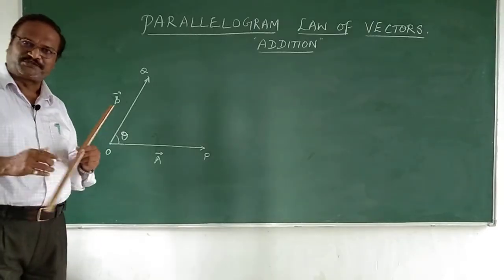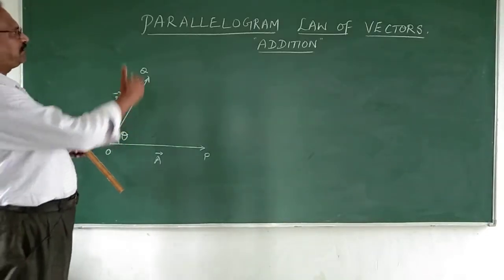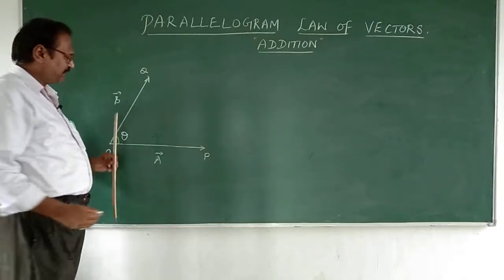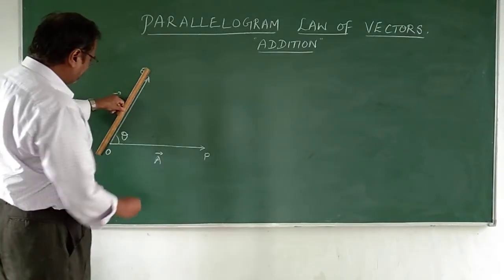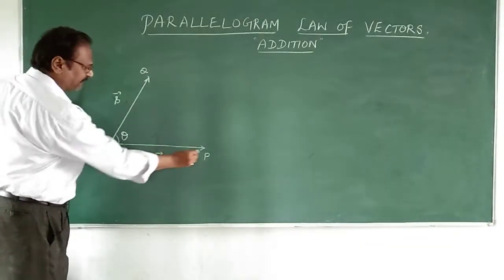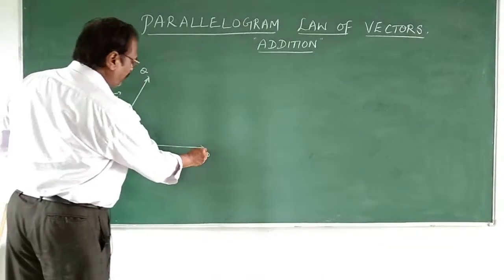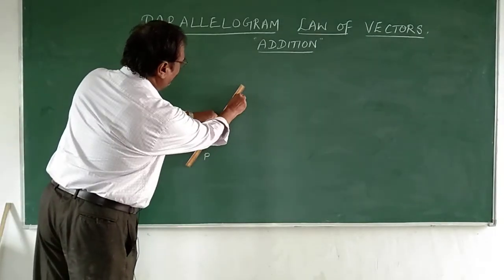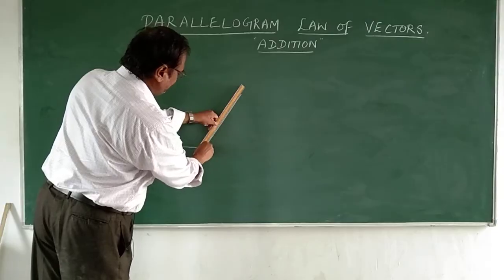So now what we have to do? We have to construct a parallelogram. How do we construct a parallelogram? This is tail, this is tip. This is tail, again this is tip. Go to this point and take it parallel. Shift the vector parallel to itself and draw a line like this.